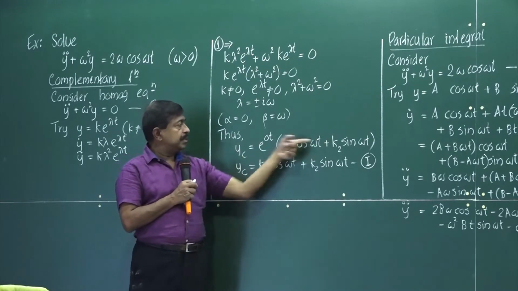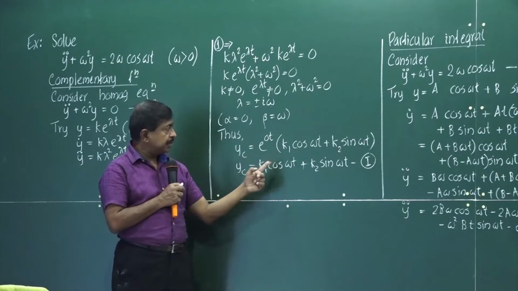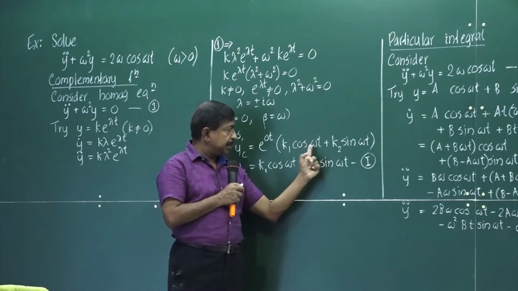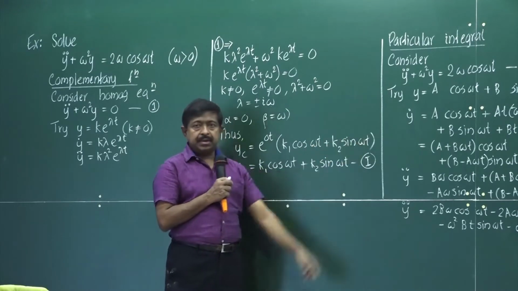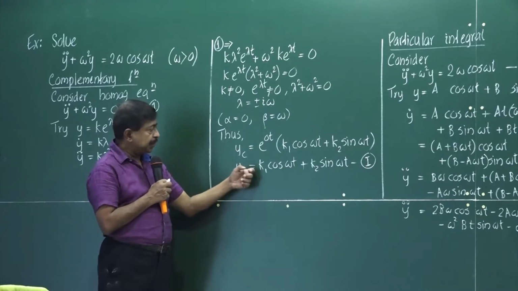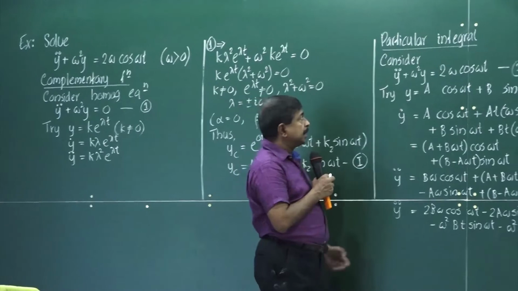So you can write the complementary function like e to the power alpha t, times k1 cos beta t plus k2 sin beta t. In the place of beta, you plug in omega. So this is what you get as your complementary function. Now go for the particular integral.